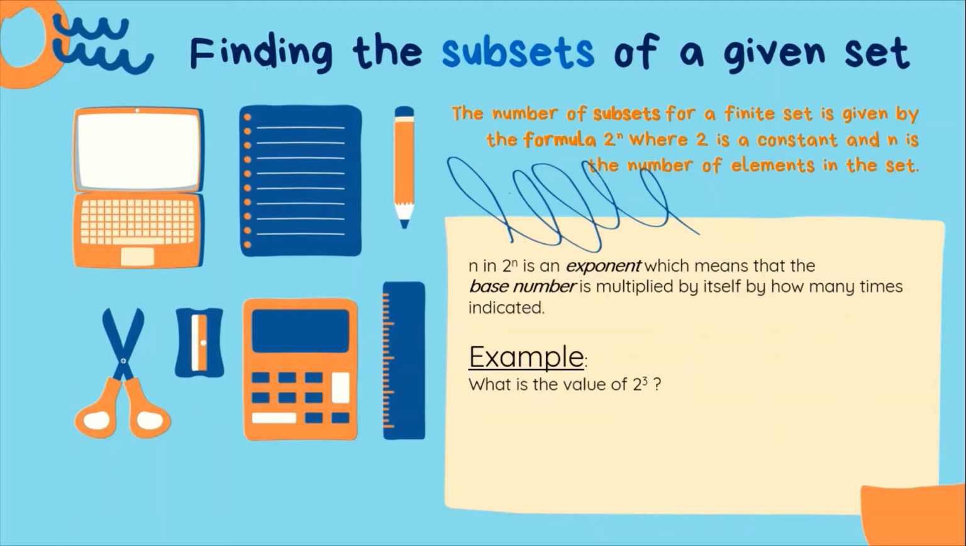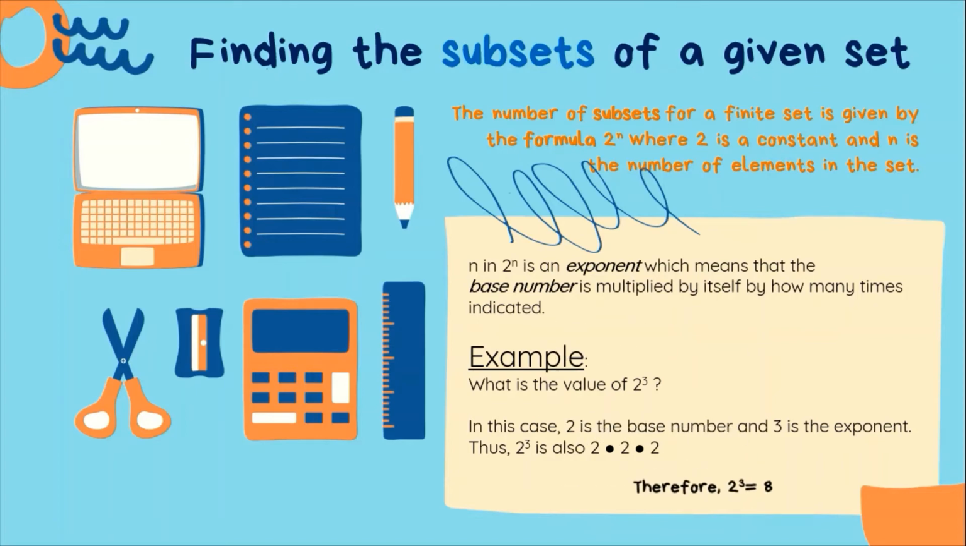This is an example. What is the value of 2 raised to 3? In this case, 2 is the base number, and 3 is the exponent. Thus, 2 raised to 3 is also 2 times 2 times 2, meaning 3 beses nating imumultiply si 2 sa sarili niya. Therefore, 2 raised to 3 is equal to 8 dahil 2 times 2 is 4 and then 4 times 2 is 8.